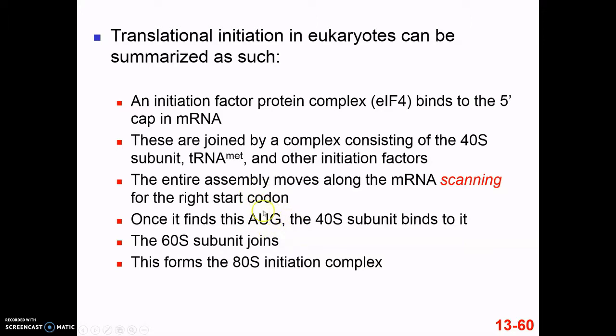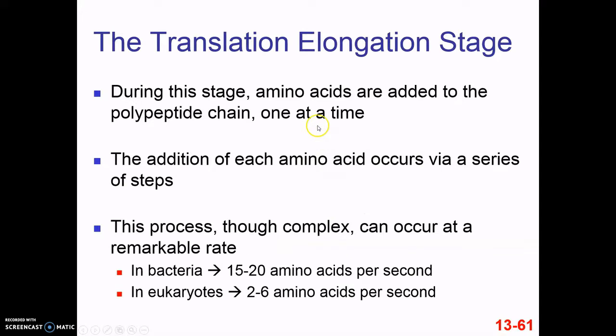Once it finds that, it will pause there because it is binding to this AUG, because remember this complex includes this transfer RNA that has the anticodon. So it will join there, and then the 60S subunit will come in. And of course, most of these initiation factors are dislodged in this process.